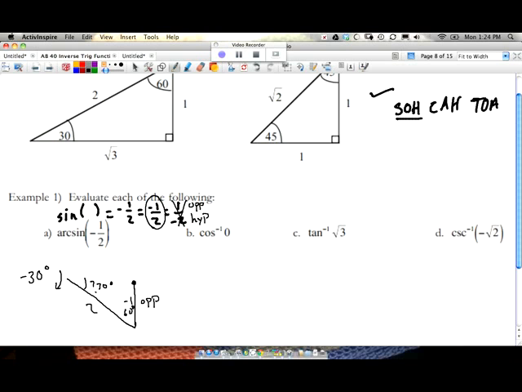Now, considering this is calculus, we need to translate that into radians, so that's going to be -pi/6. There we go. So that's our answer. The answer to this is -pi/6, because the question really was, when does sine equal -1/2?